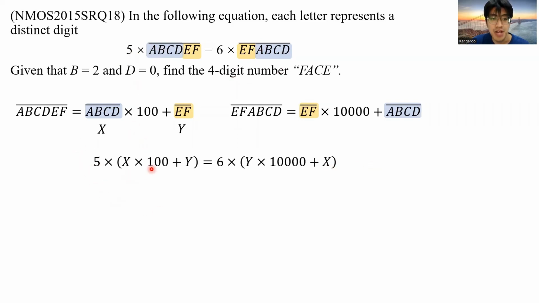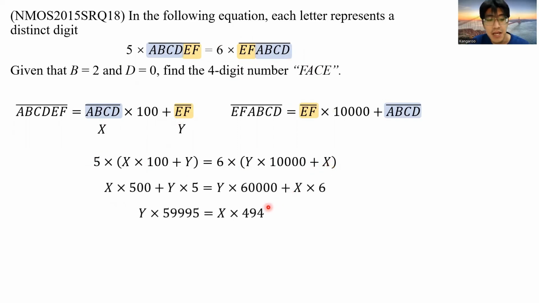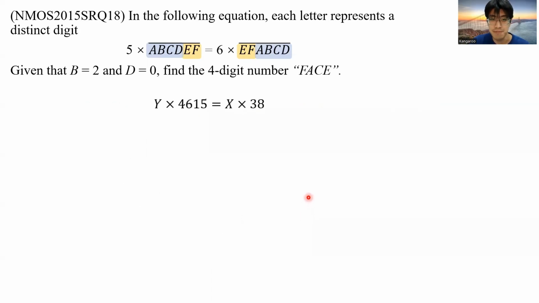So from this equation, we can get 5 times (100x plus y), which is this number here, equals 6 times (y times 10,000 plus x), which is this number here. We can easily solve this by going through this process. At the end, we would obtain y times 59995 equals x times 494. Now, we can further simplify this to y times 4615 equals x times 3838. So we get this equation right here.